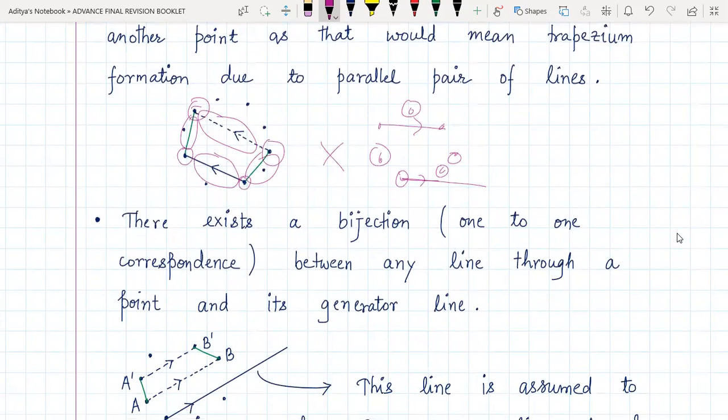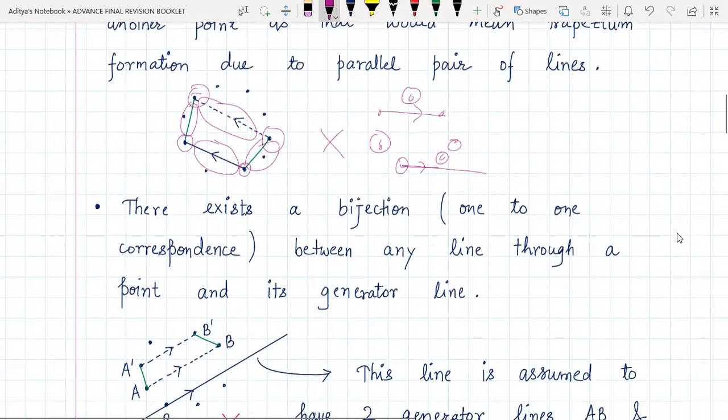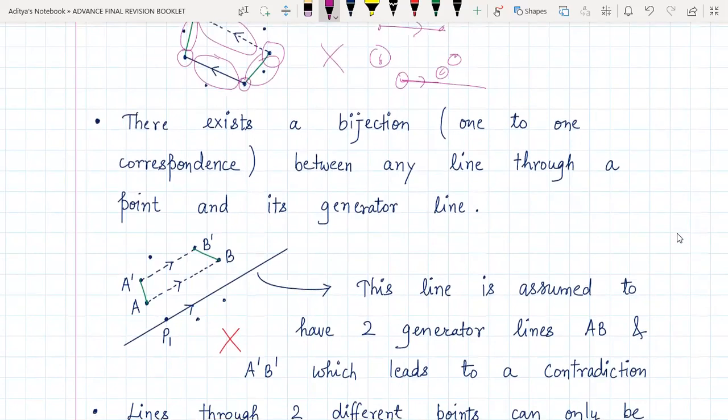And there exists a bijection, which means one-to-one correspondence, between any line through a point and its generator line. Now what does bijection mean? It simply means that corresponding to every line there shall be a unique generator, and corresponding to every generator there shall be a unique line passing through that particular point. So obviously if we have a set of points just like this, and I talk about drawing lines from this point, and I choose any other pair of points, then corresponding to this generator, of course there is only one single line that I can draw parallel to it through this point, right?